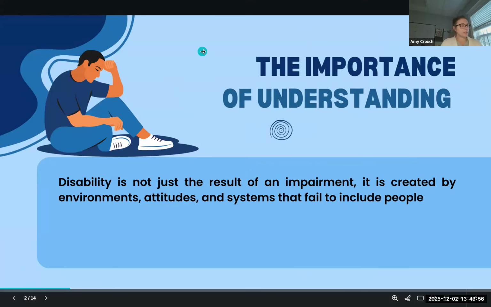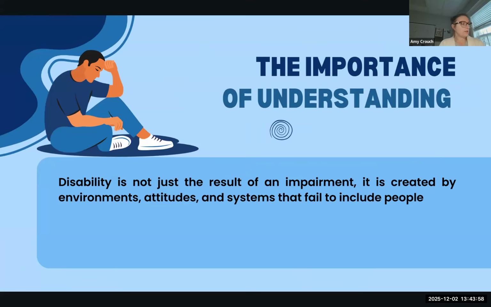Just to start, before I get into the main topic of hidden disabilities, I think there is an overall importance of understanding what we mean when we say disability: it's not just an impairment. We have to look at the environments, attitudes, and systems that surround people and that often tend to fail them.